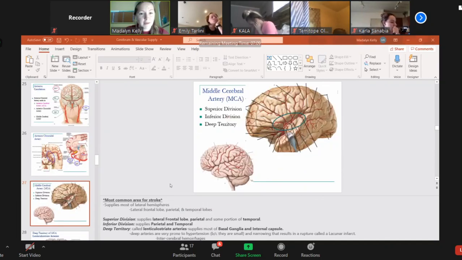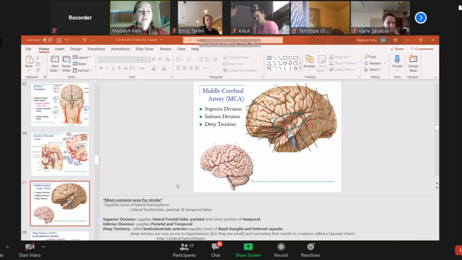The MCA is the most common area for stroke and supplies most of the lateral hemispheres. It has 2 divisions and a deep territory, but in my head I relate the deep territory as another division, but that's just me. You don't have to do that. The superior division supplies the lateral frontal lobe, the parietal, and some portion of temporal. The inferior division supplies the parietal and temporal. The deep territory, the lenticulostriate arteries, supplies most of the basal ganglia and internal capsule.